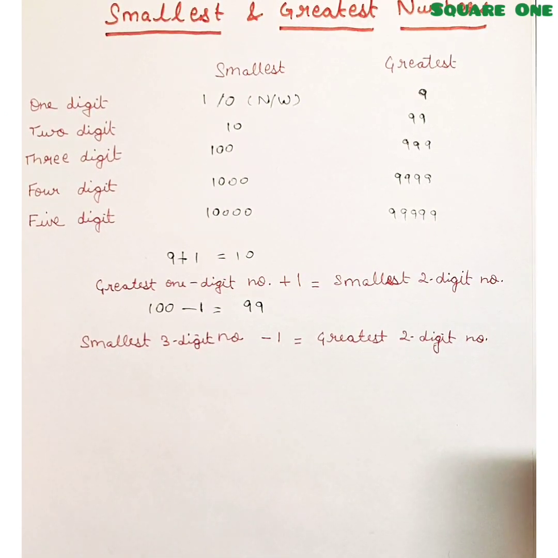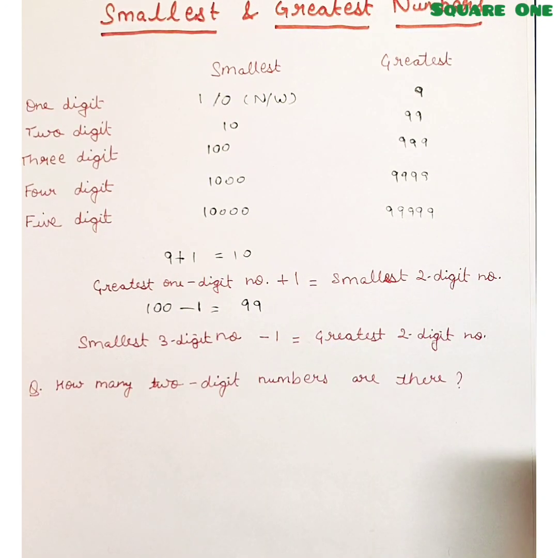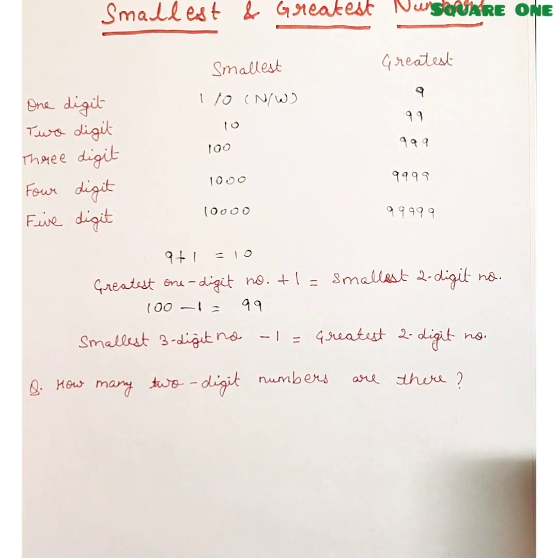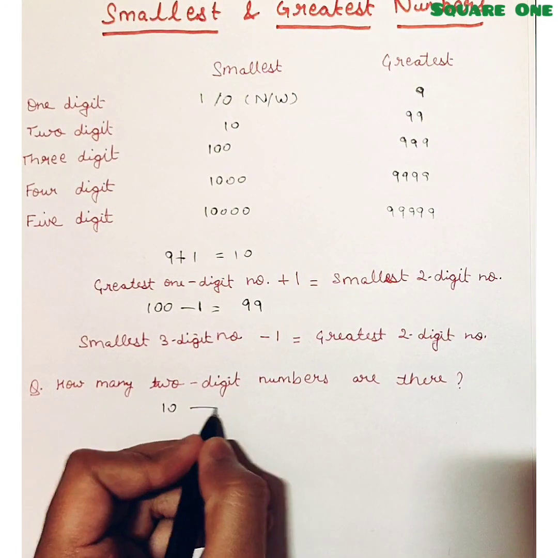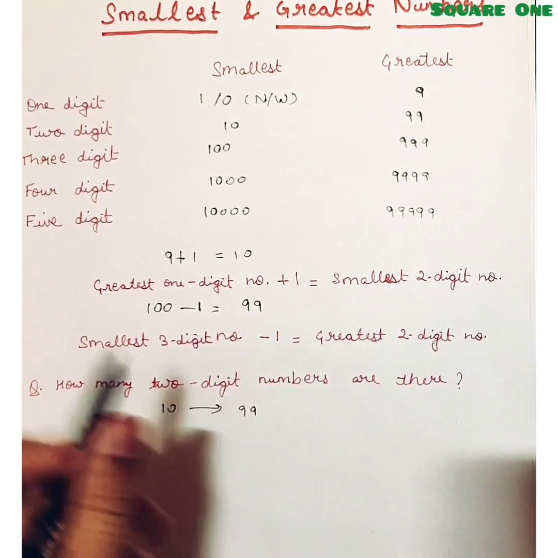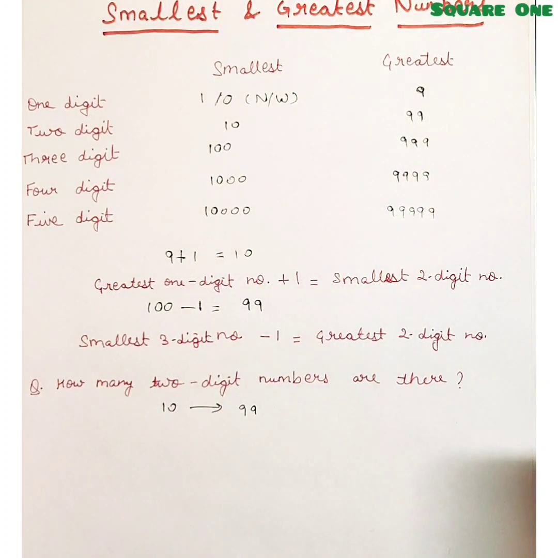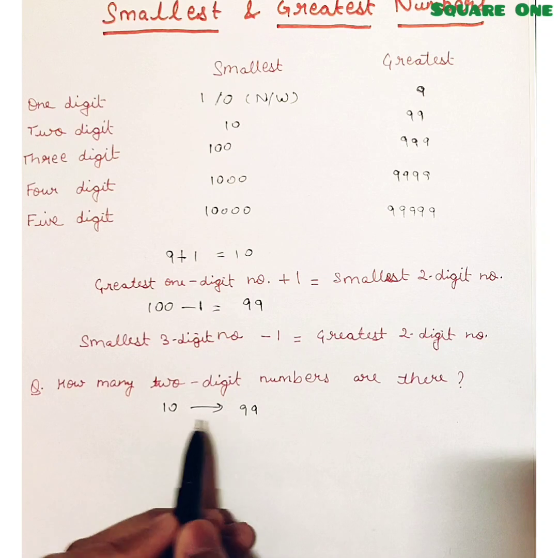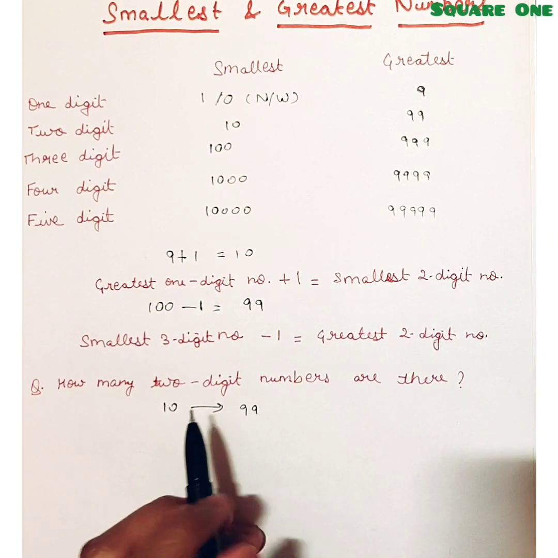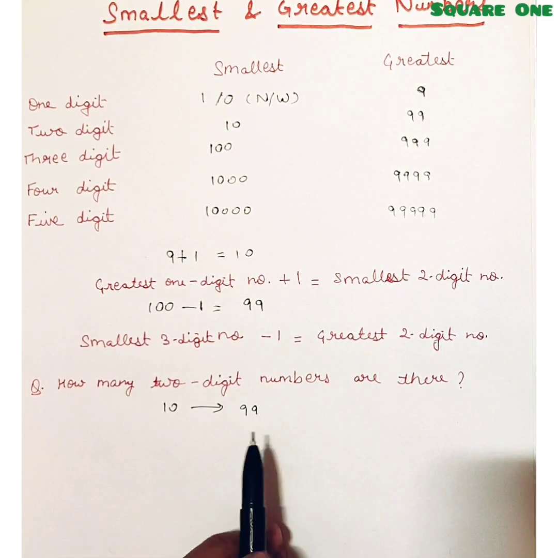Now the first type of question that we see in this topic is how many 2-digit numbers are there, or they can ask you how many 3-digit numbers are there, and so on. Now we see that 2-digit numbers start from 10 and they go on till 99. We can see in this chart that 2-digit numbers start from 10 and go on till 99. So in order to count how many 2-digit numbers there are, we have to count all the numbers from 10 to 99.